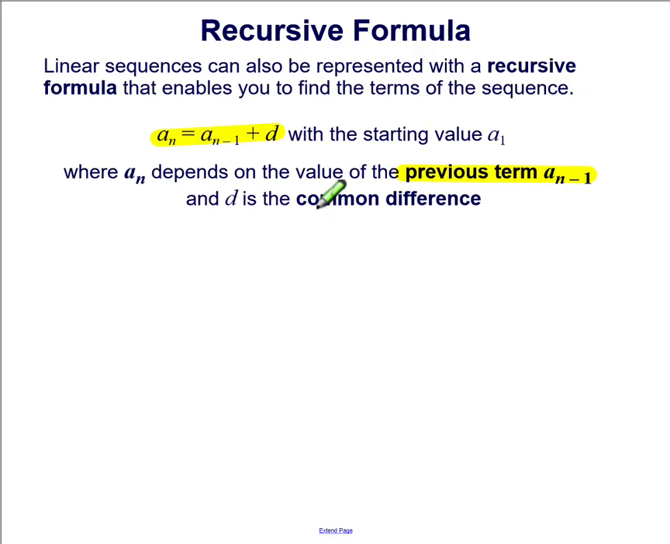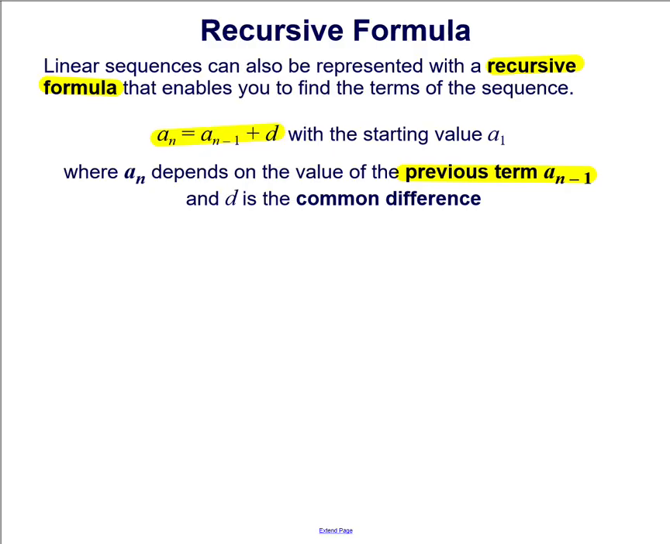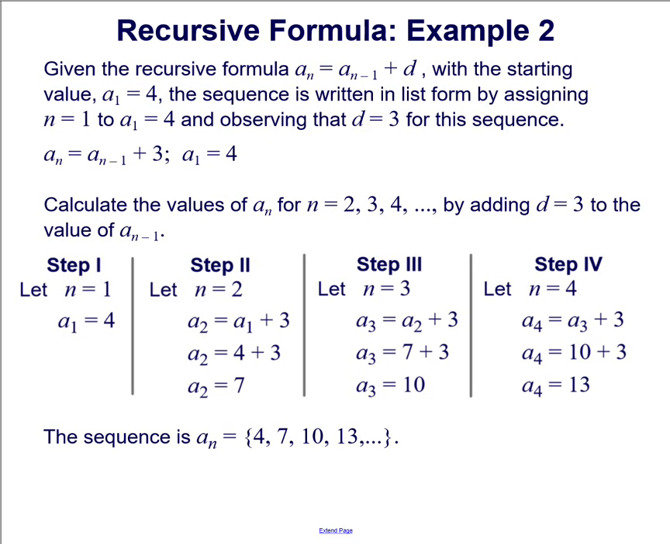So what is a recursive formula? A recursive formula allows you to find the next term in the sequence. So given a particular term, you can use this recursive formula to find the next term in the sequence. Note the difference between this formula and the explicit formula, and the purpose of the two. The recursive formula allows you to find the next term, while the explicit formula allows you to find any term in the sequence. This example will explain how the recursive formula works.